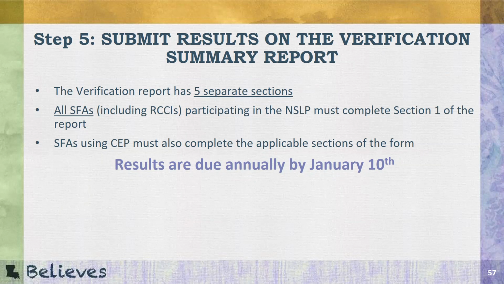The FNS 742 verification report has 5 separate sections. Please note that all SFAs participating in the NSLP and SBP, including RCCIs that did not conduct verification, must now complete specific sections of this report. Previously, RCCIs were exempt from this report. In addition, schools utilizing the Community Eligibility Provision, or CEP, must complete applicable portions of the form. Results are due annually by January 10th.